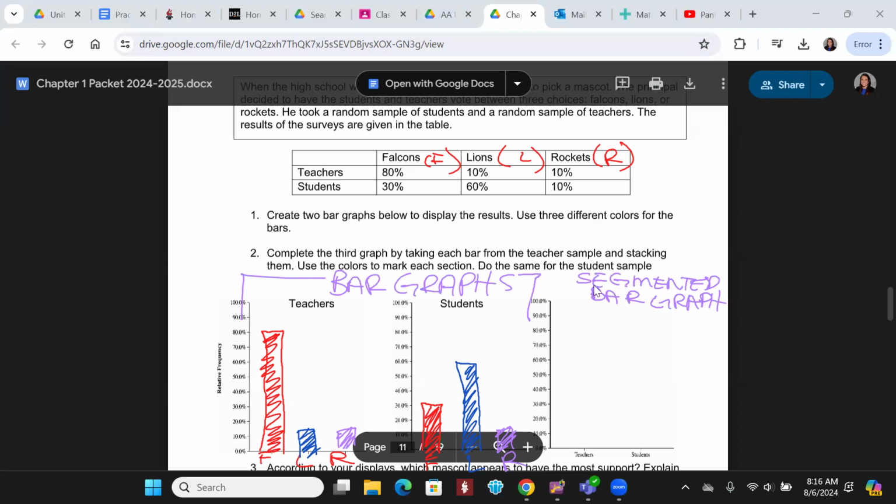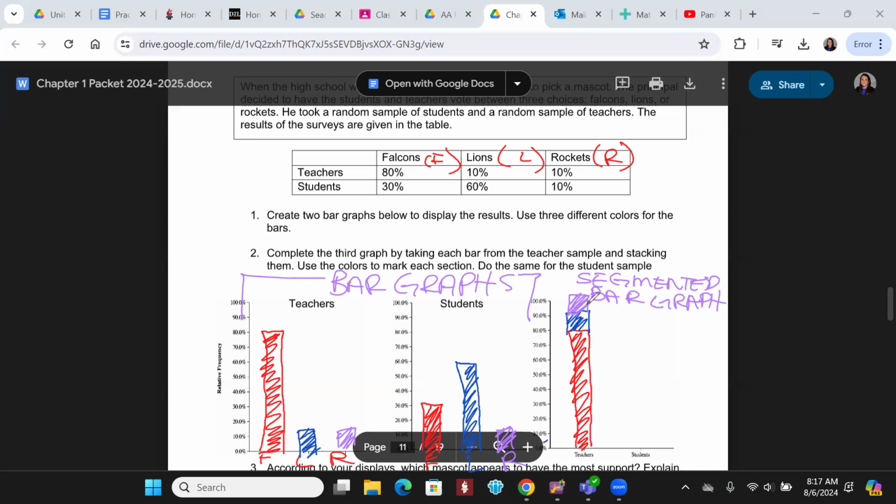Okay, so looking back, what color did you use for Falcons? Whatever color it is, go ahead and pick that color up. Under where it says teachers, you're going to go up to 80%. Whatever you used for Lions, you're going to pick that up. How much did Lions have for teachers? 10. So we're going to add 10% onto here. And then for the Rockets, you're going to add that last 10%.